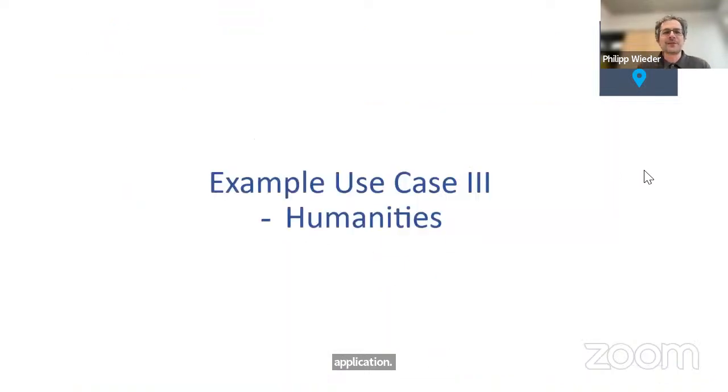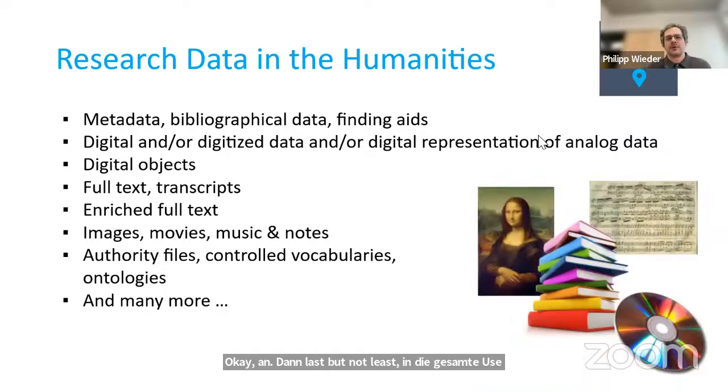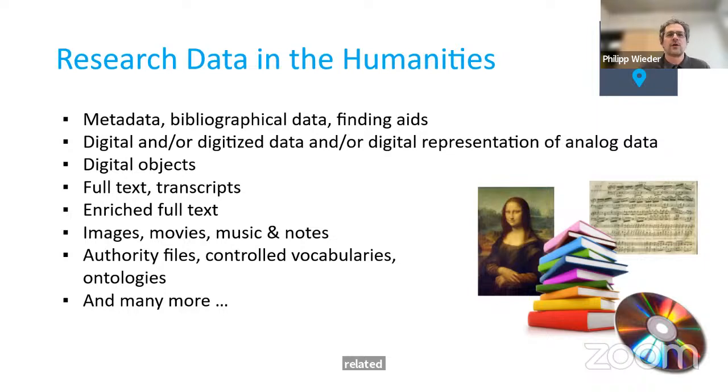Okay, and then last but not least, an example use case from the humanities, thanks to Jan Brase from the SUB in Göttingen. We all know we have lots of different kinds of research data in the humanities, and some of those can be referenced through PIDs, other research data cannot. The view of the different data objects is of course far from complete. And you know that we have a number of related NFDI consortia which are dealing with data all around the humanities.